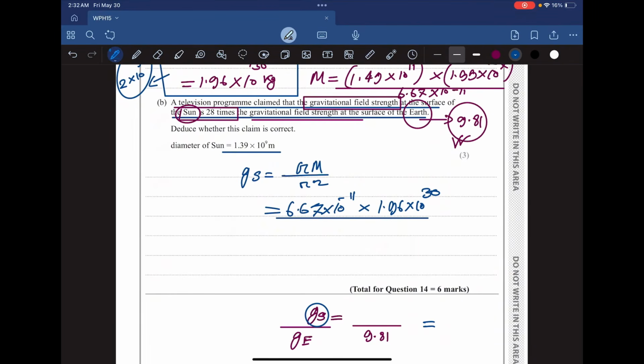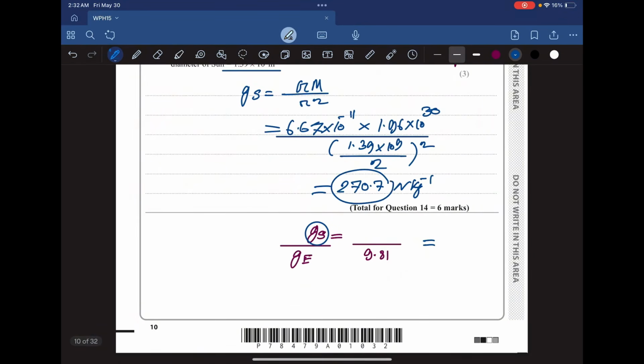Actually, they have given us the diameter, so we will divide it by 2 and then we will square it. So it will be 1.39 into 10 to the power 9 divided by 2, and then we will square this value. By doing this, we'll get the gravitational field strength of the sun as 270.7 Newton per kg. Sorry for my bad handwriting. So we'll put it right here and see whether dividing this one will get us this value or not.